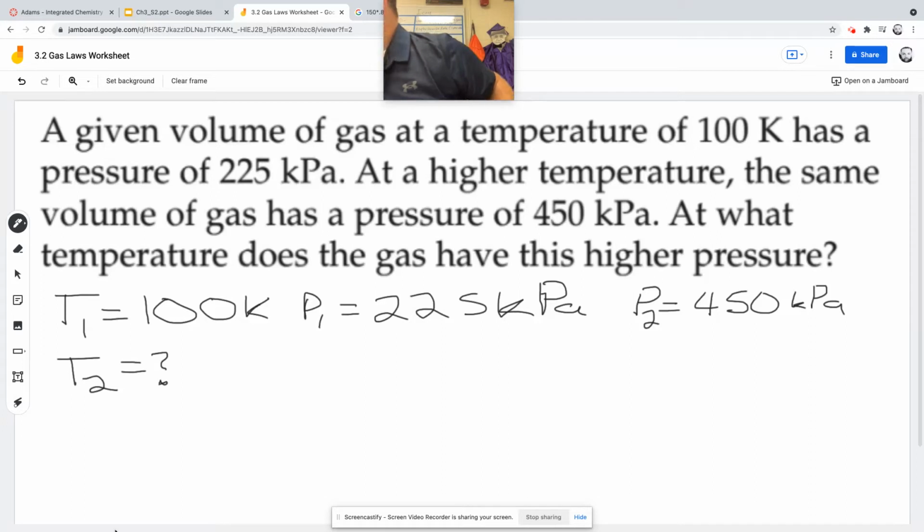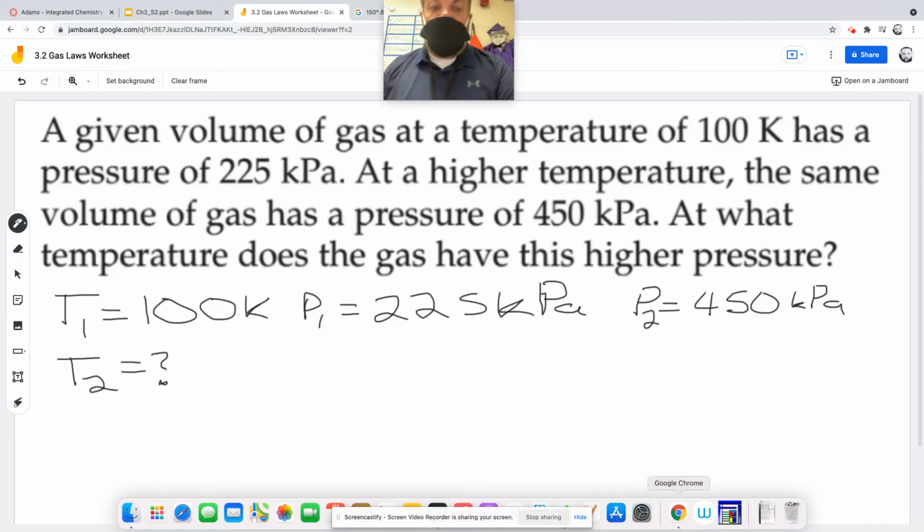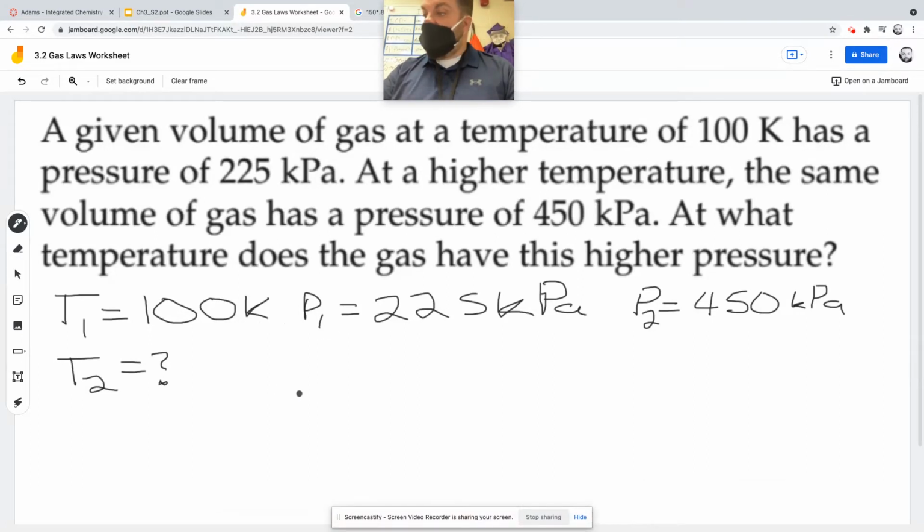In your worksheet, I know what I'm supposed to do, but you tell me what you think I should do. I want you to look at that and tell me which formula I should use. Is there a formula that you guys think I should use? It's right on the front. There's Charles' law, there's Boyle's law, and then there's the combined gas law. The combined gas law, right? So let's do that.